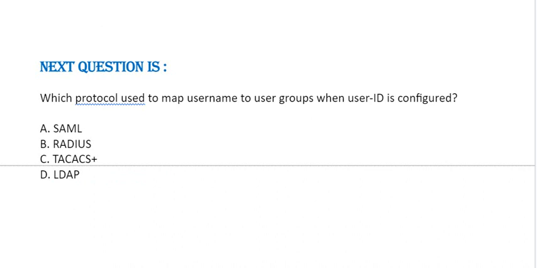Next question is, which protocol is used to map username to user groups when User-ID is configured? Option A, SAML. Option B, RADIUS. Option C, TACACS+. Option D, LDAP. Correct answer is option D.